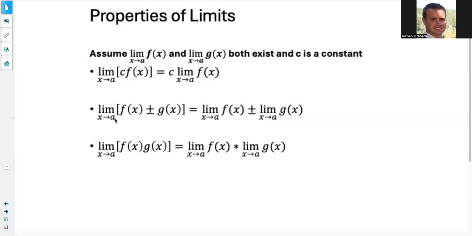Now, if we have limit of f of x plus or minus g of x as x approaches a, that's going to be the exact same as if we take our limit of f of x as x approaches a and add or subtract our limit of g of x as x approaches a. Now, if we have a function where we have two functions multiplied together, so for limit of f of x times g of x as x approaches a, that's going to be equal to our limit of our function f of x as x approaches a times our limit of g of x as x approaches a.